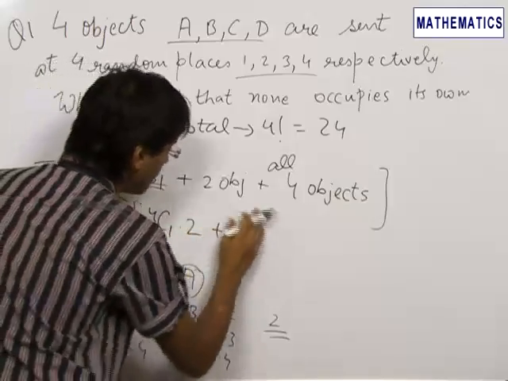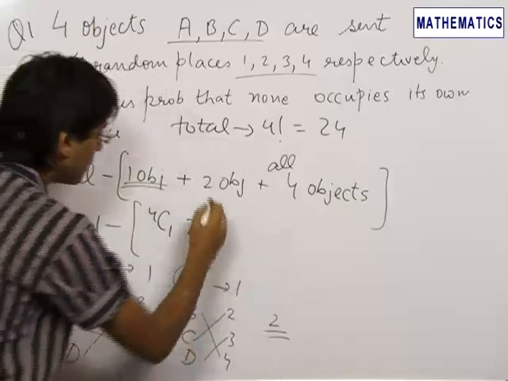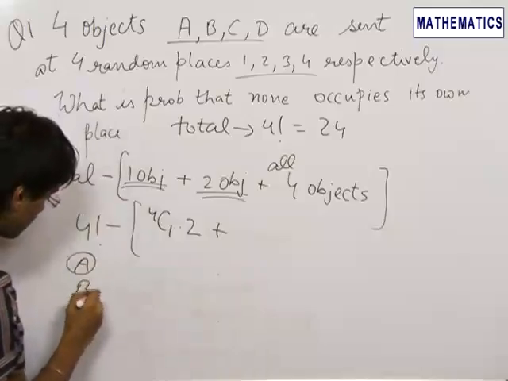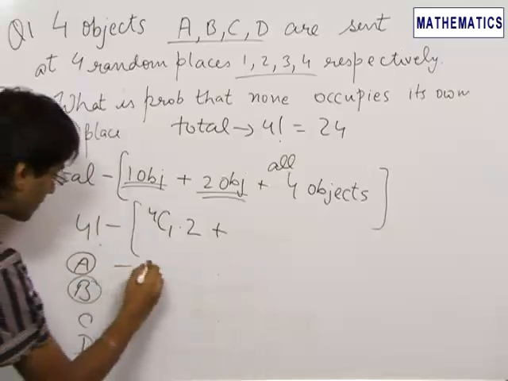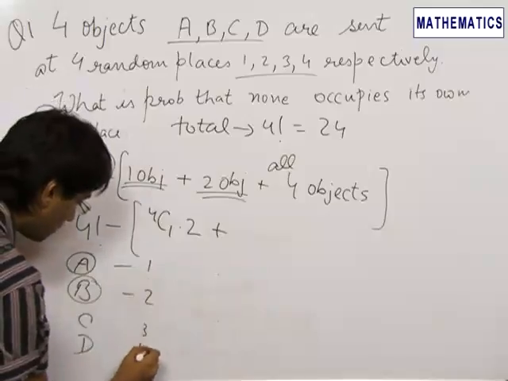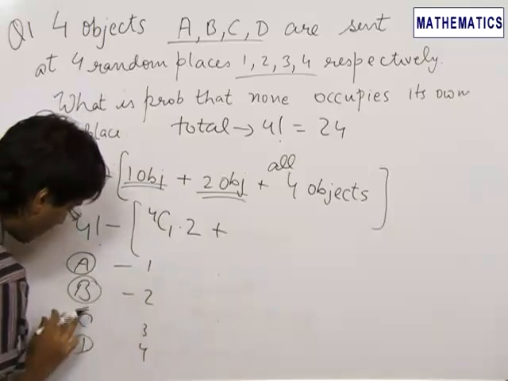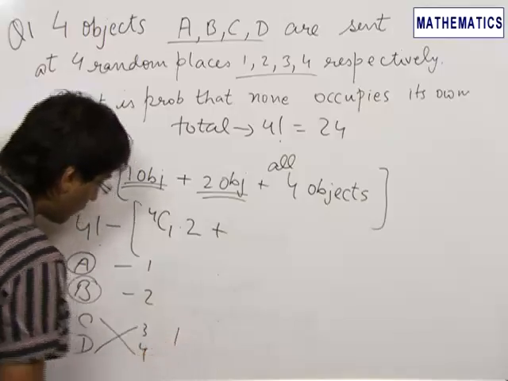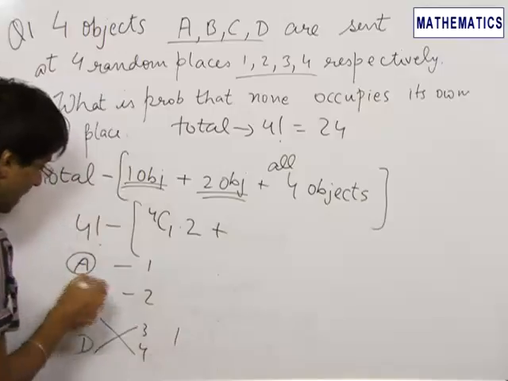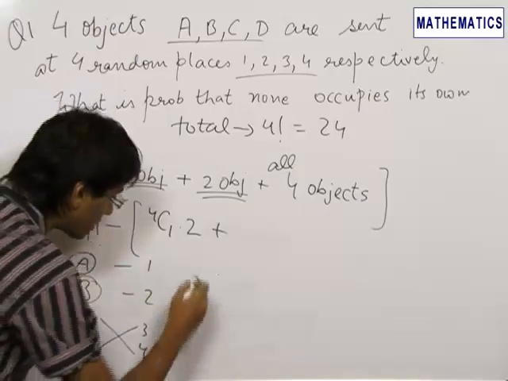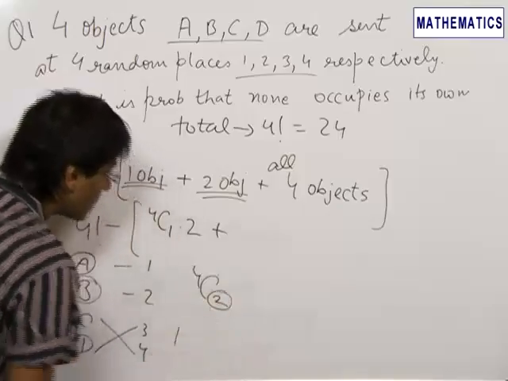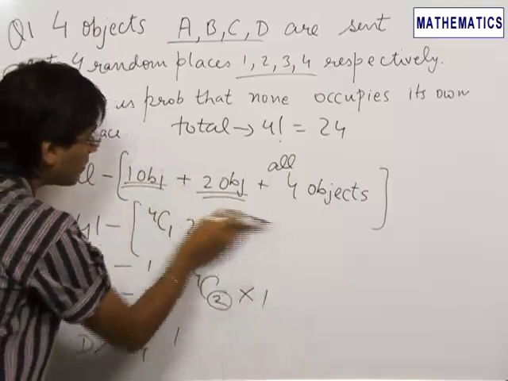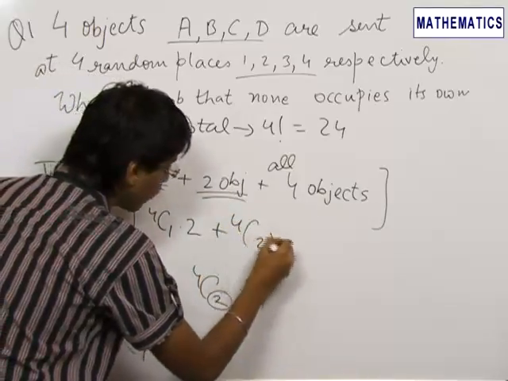Now let us find out the total number of ways in which 2 of the objects occupy their respective places. So let us say A and B occupy their respective places 1 and 2. Now there is only one way to send the remaining 2 objects, because C and D cannot occupy their respective places, so C has to go to 4 and D to 3. So there is only one way. But since we have fixed A and B in this case, the total number of possible cases are 4C2 to select those 2 objects which are going to the respective places, into 1. So the total number of ways in which 2 objects occupy the respective places are 4C2 into 1.